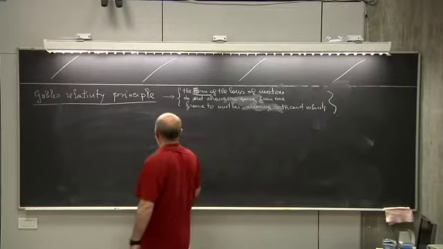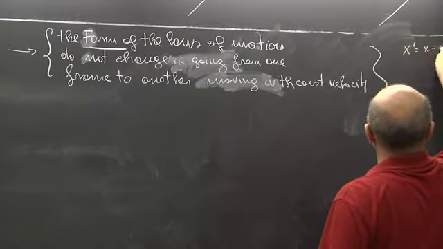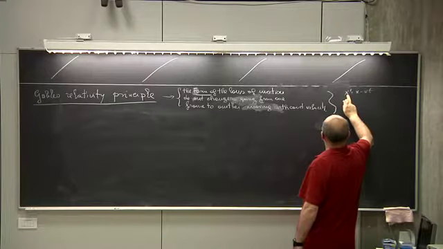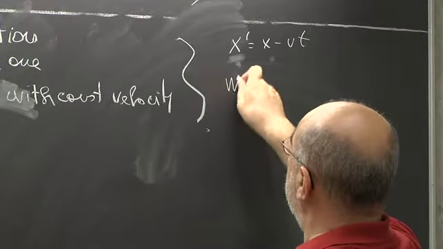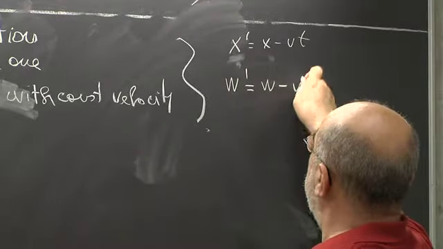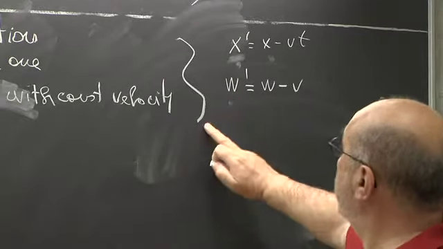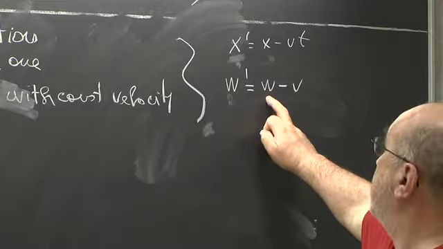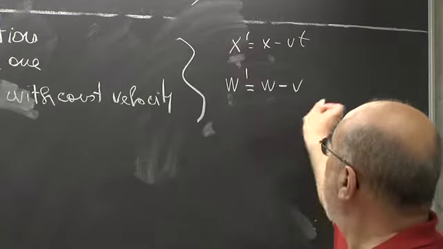Now, here, I said the transformation is the following. X prime is equal to x minus vt. And if you have a particle, this is how the position of the particle transforms. Let's see how the velocity transforms. Suppose this is the velocity of this particle, it will be equal to the velocity of the other particle minus v. This is the composition law of the velocity. It's clear that if a particle moves with speed w in this frame, it will move in the other with speed w minus v, because the frame is moving, one with respect to the other. This is the composition of velocity.